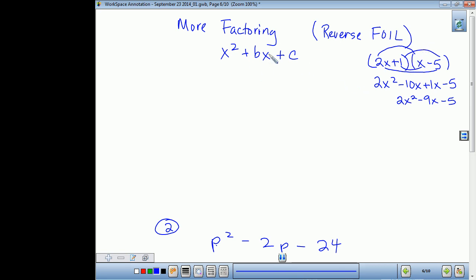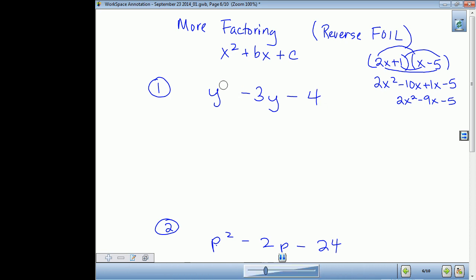And the first kind we're going to look at has a leading coefficient of 1. So it's an understood 1. There is a coefficient there. It's an understood 1. And these are the types of problems we're going to start with. Number 1. It is the trinomial y squared minus 3y minus 4.